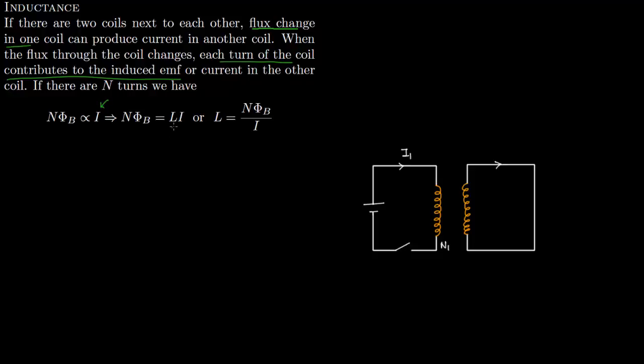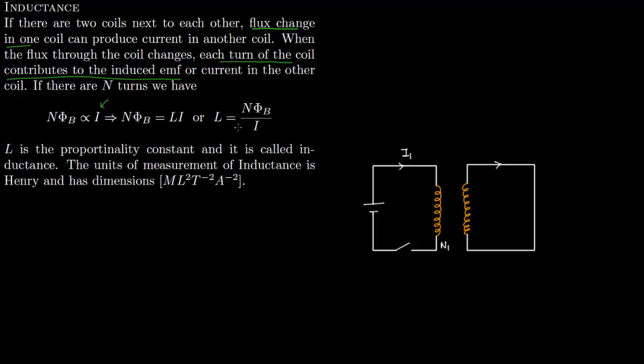And the proportionality constant we denote by L. So you have N phi is equal to L i, or this proportionality constant is nothing but N times phi over I. So this proportionality constant L is called inductance. The unit of measurement of inductance is Henry, and the dimensions are M L^2 T^-2 A^-2.